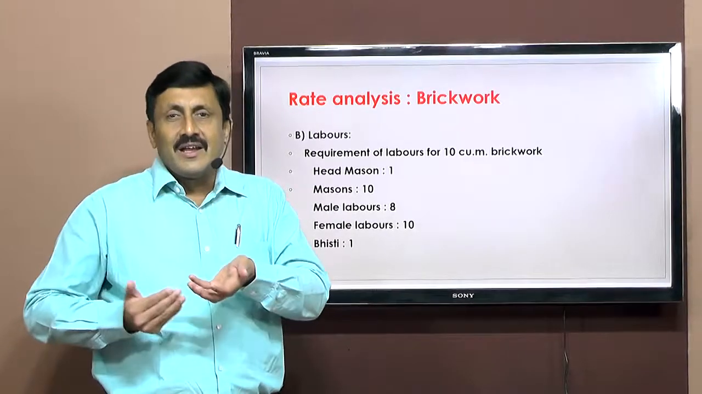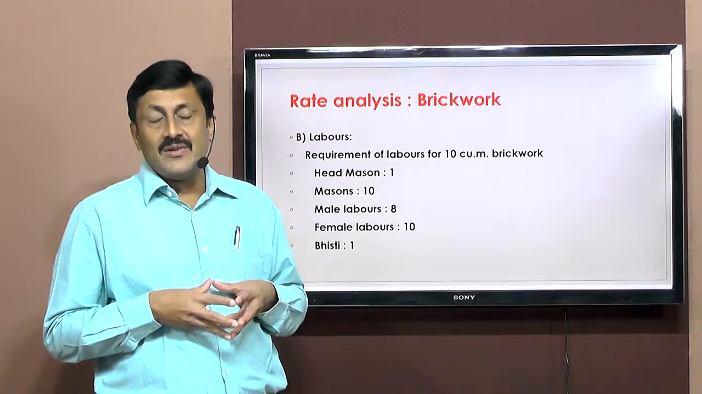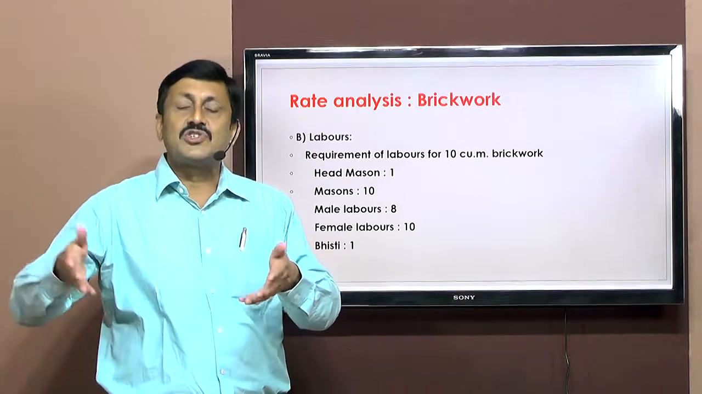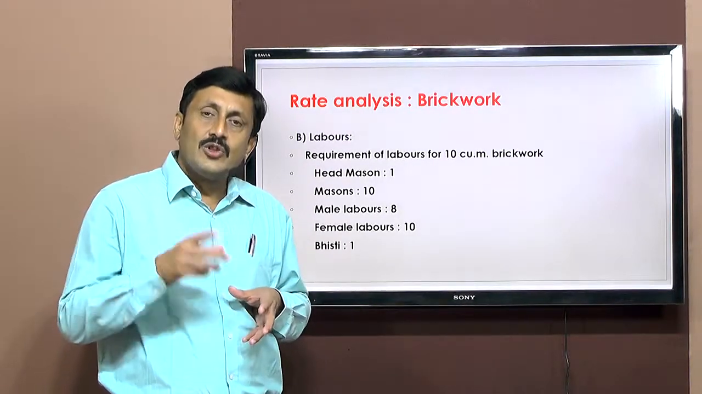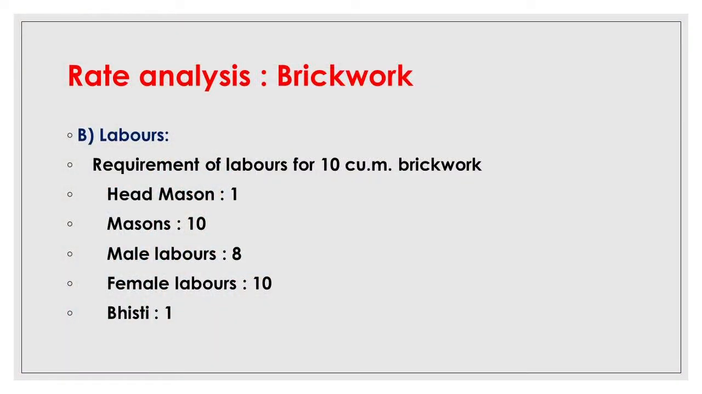Then the second category of labor which is required, which is important, is masons. We need masons for the construction of this brick masonry wall. Normally the task work of one mason is 1 cubic meter brickwork per day. We have 10 cubic meters brickwork, so we need 10 masons for this 10 cubic meter brickwork.